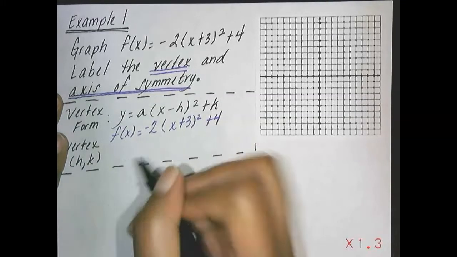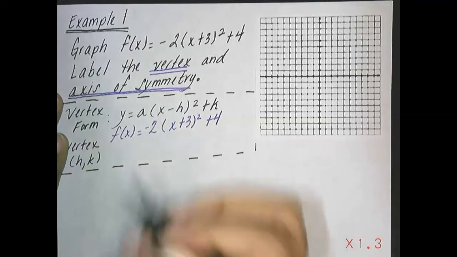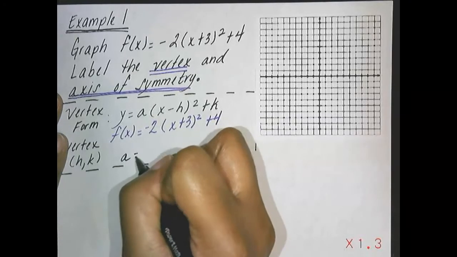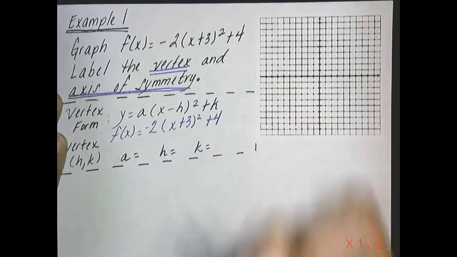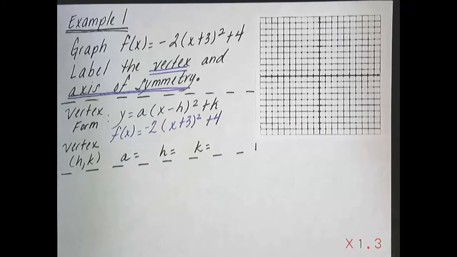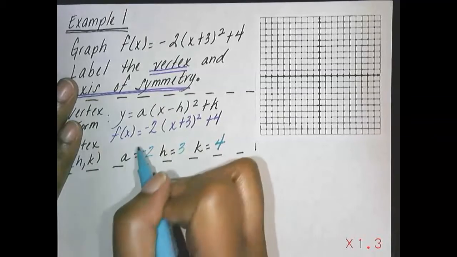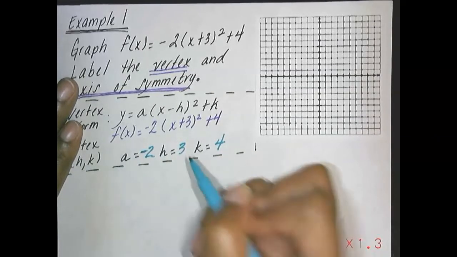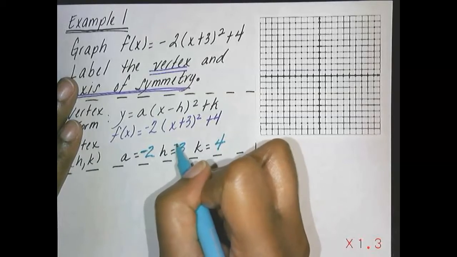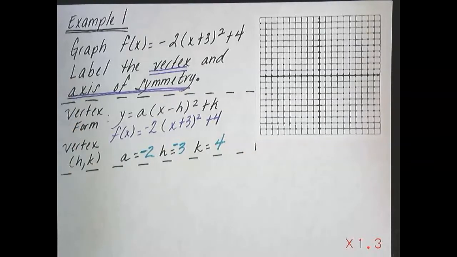Okay, so we need to know what does a equal, what does h equal, and what does k equal, because that's the important information that we need to know about this graph in order to start thinking through what this graph is going to look like. So I'm going to pause it while you write down what a, h, and k should be. All right, and just to let you know, a is -2, h is -3, and k is equal to 4.